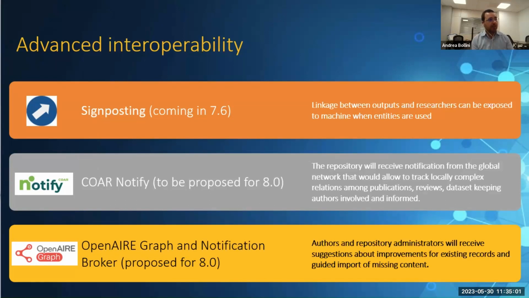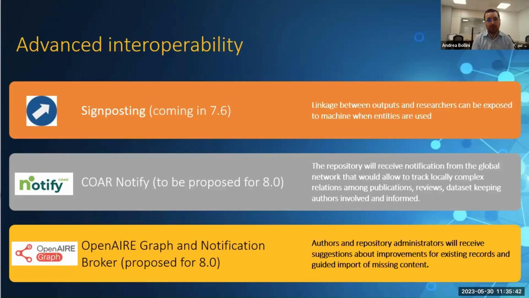Last but not least, you can also take advantage of entities when you integrate with the OpenAIRE Graph and the notification broker. This is a current pull request from 4Science that has been proposed to be included in version 8, but is already available on GitHub as a pull request. It will allow you to receive notifications from the OpenAIRE platform about improvements that you can make to your existing records.